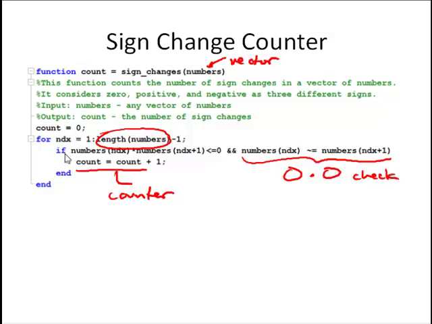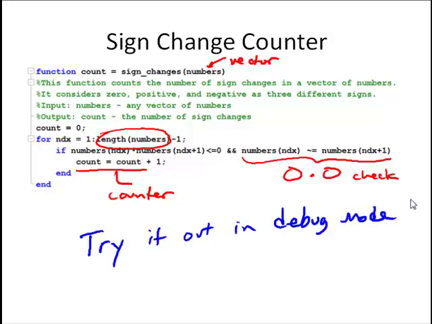So we come through and we test. First element times the second element, is that less than or equal to 0? If so, we're going to add 1 to the variable count. If not, we're just going to scroll through, go to the second element times the third element, then the third times the fourth, then the fourth times the fifth. Again, download this M file and try it out in debug mode. Scroll through and watch what's happening.